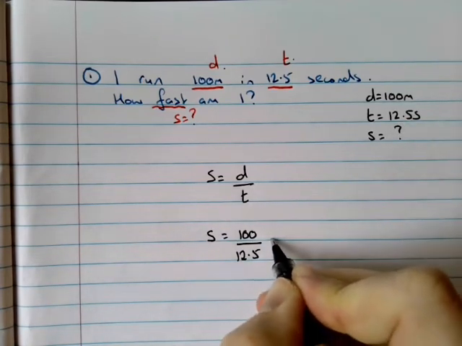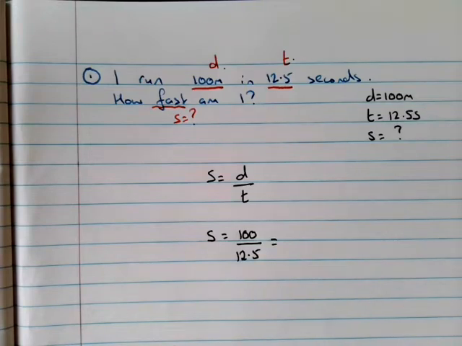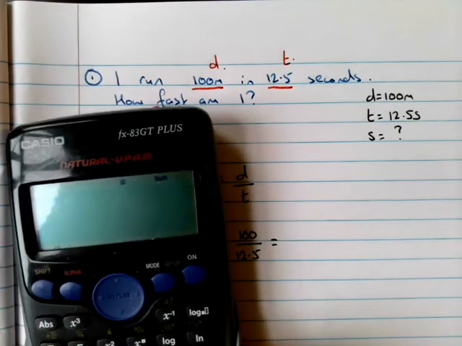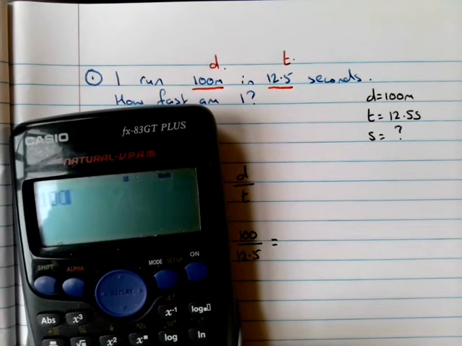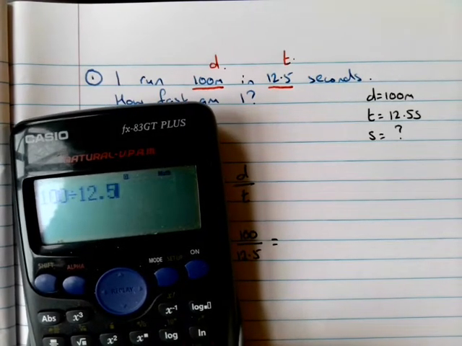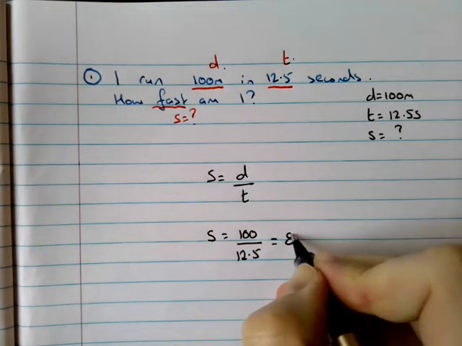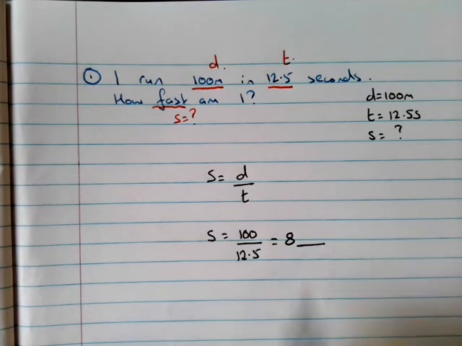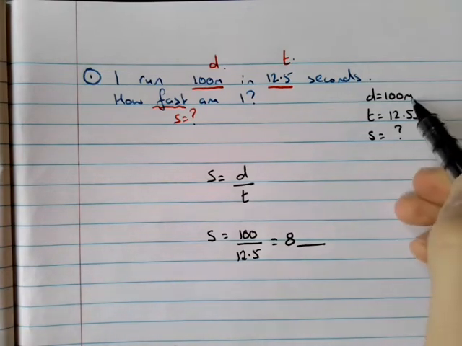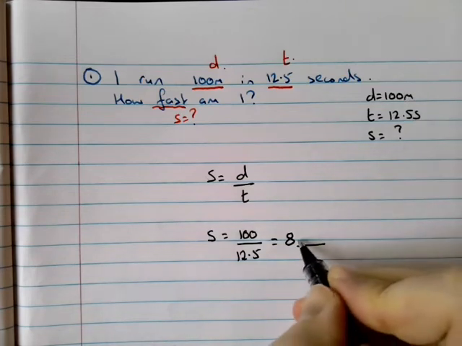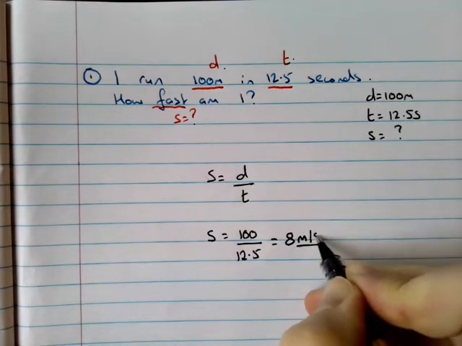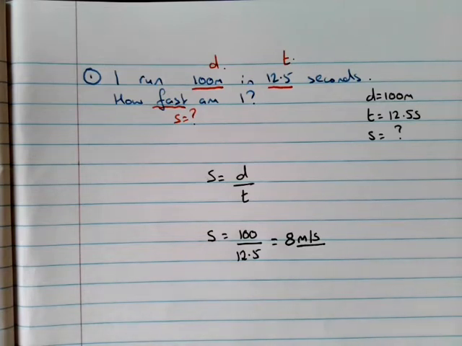Okay, so now all I have to do is work it out. So you get your calculator, and you'll be able to see it's 100 divided by 12.5, which is 8. So that comes out as 8. And remember, you must put the units. Because my distance is meters and my time is seconds, my units are meters per second. So if I run at 8 meters per second for 12.5 seconds, I will run 100 meters.